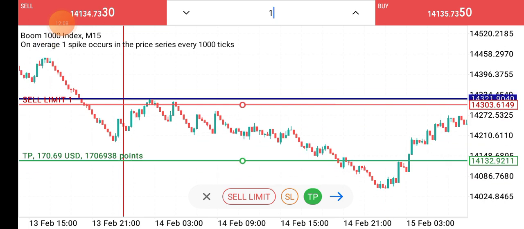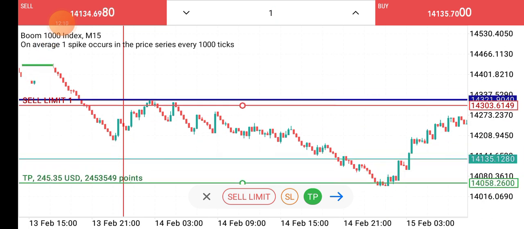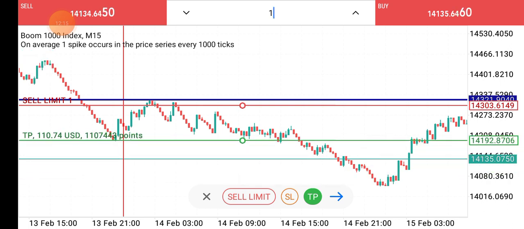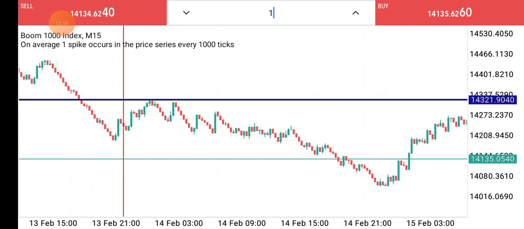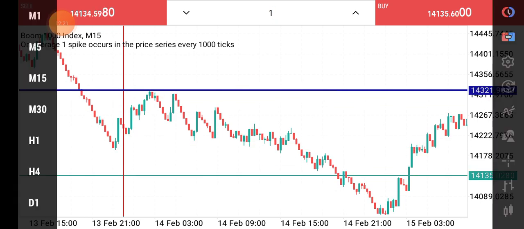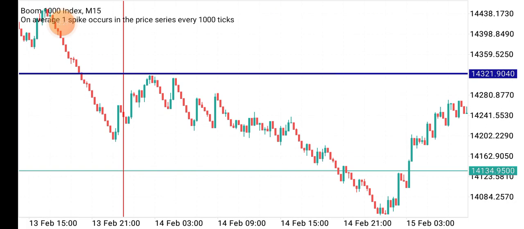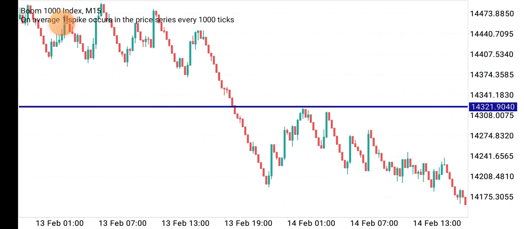Imagine you can hold down to this level. This is over $200 with a 1.0 lot size. Then if you're only targeting this level here, this first low here, that's about $110 in profit with just a lot size of 1.0. If you have 0.5 lots, it will give you over $50, guys. That is just it. This strategy is really working, guys. The strategy really works, you know.